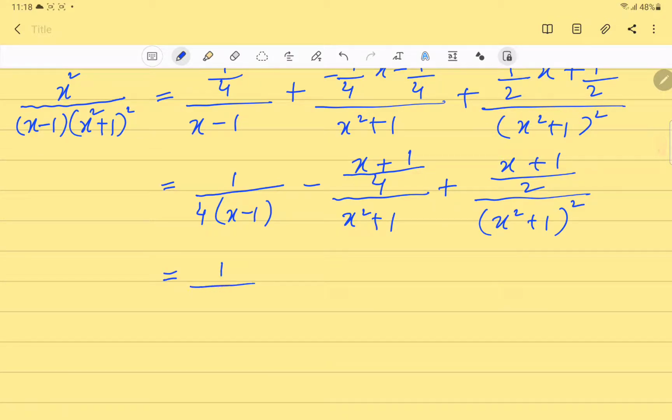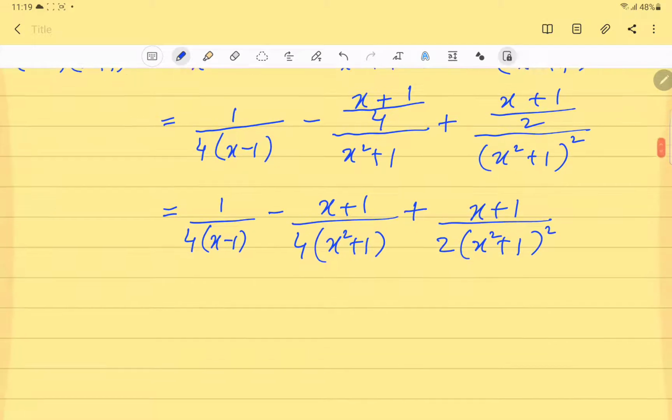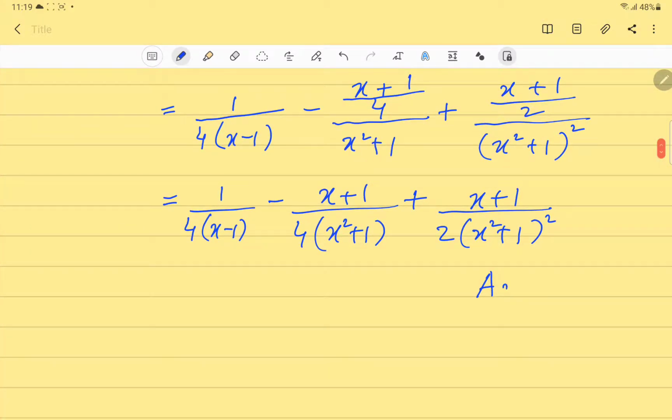It is 1 over 4 into x minus 1 minus x plus 1 over 4 into x squared plus 1, plus x plus 1 over 2 into x squared plus 1 whole squared, which is the answer of this question.